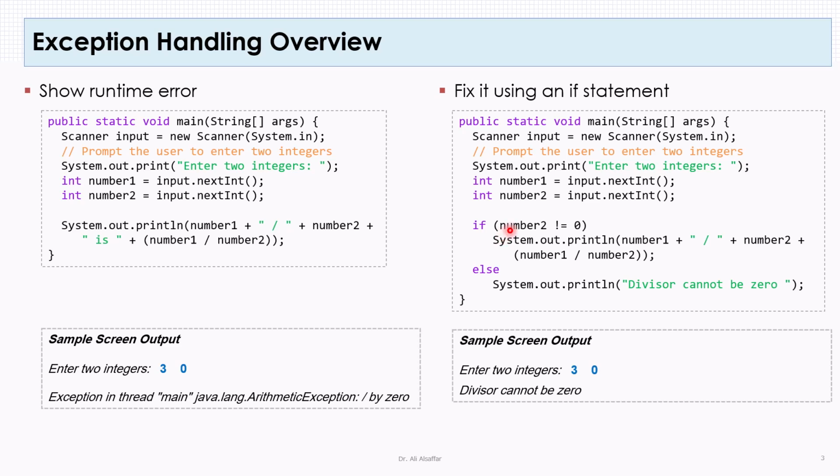Although using an if statement will fix the error, the code is not clean. Because if this error occurred in a method, then how would we notify the caller of this method about this error? A cleaner solution is to throw an exception and make the caller of this method catch this exception. Therefore, before introducing exception handling, let us rewrite this program to compute the quotient using a method.